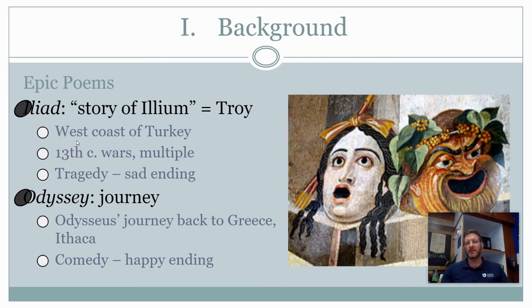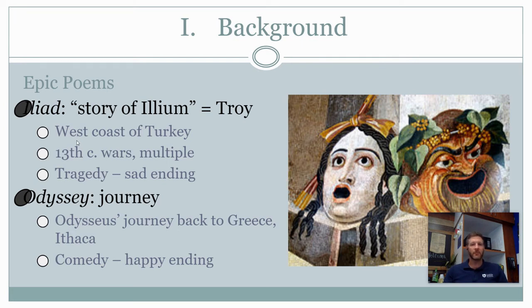The Iliad basically translates as the story of Ilium, which is just another name for the famous city of Troy. Again, the city that is both a historical as well as kind of mythological city on the coast of Turkey, to which the famous Helen is kidnapped by the Trojans and her lover Paris, and then the Greeks send an army to take her back.